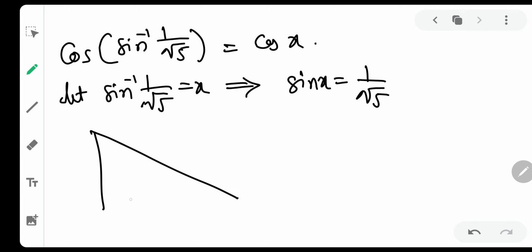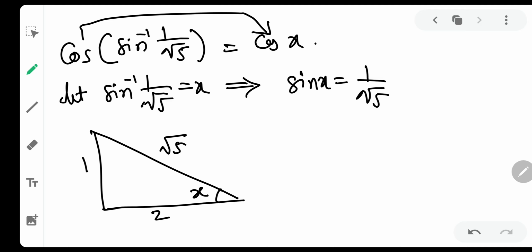Now let us draw a triangle with this angle as x. Now sin x is 1 by root 5, so opposite is 1 and hypotenuse is root 5. So what is the square of the hypotenuse? Root 5 squared is 5 and the opposite side squared is 1. So 5 minus 1 is 4, and taking the square root of 4 gives 2. Our concern is actually cos x. You can directly get that from the triangle, which is adjacent by hypotenuse. Adjacent is 2, so it will be 2 upon root 5. So cos of sine inverse 1 by root 5 is 2 upon root 5.